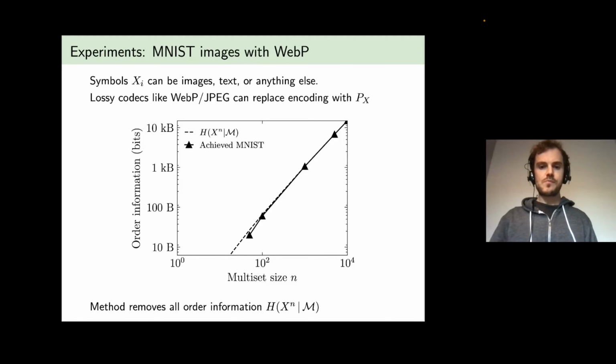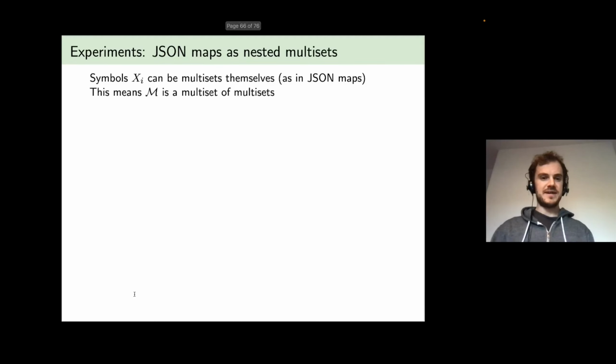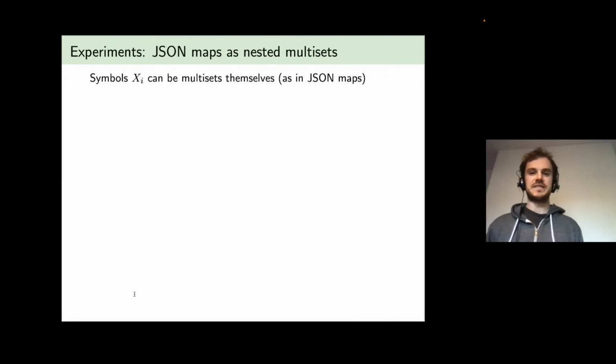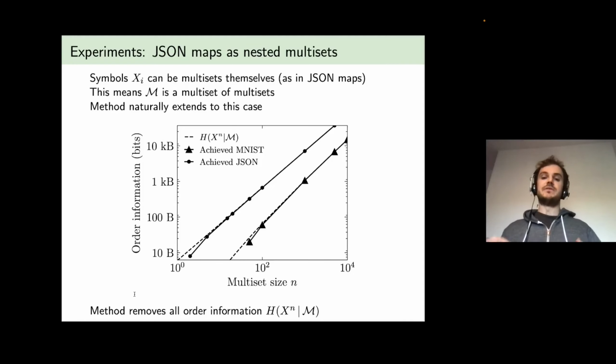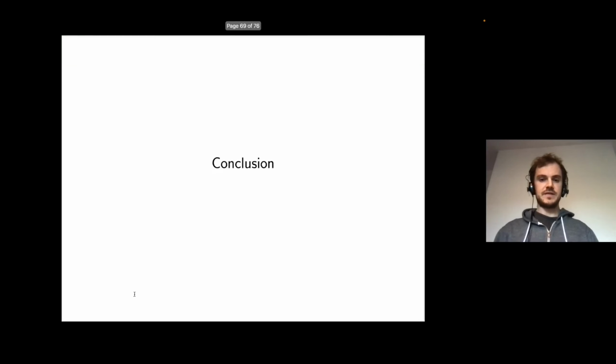Finally, just to show off the method to the full, this method can actually be nested, and some data does have a nested multiset-like structure. So for example, a JSON map, which is like a multiset, can contain JSON maps, so it can be a multiset of multisets. And we compressed some JSON data that we downloaded from the internet using a nested version of the method, effectively a recursive version. And again, you achieve a compression rate very close to the information content of the multiset in this case.